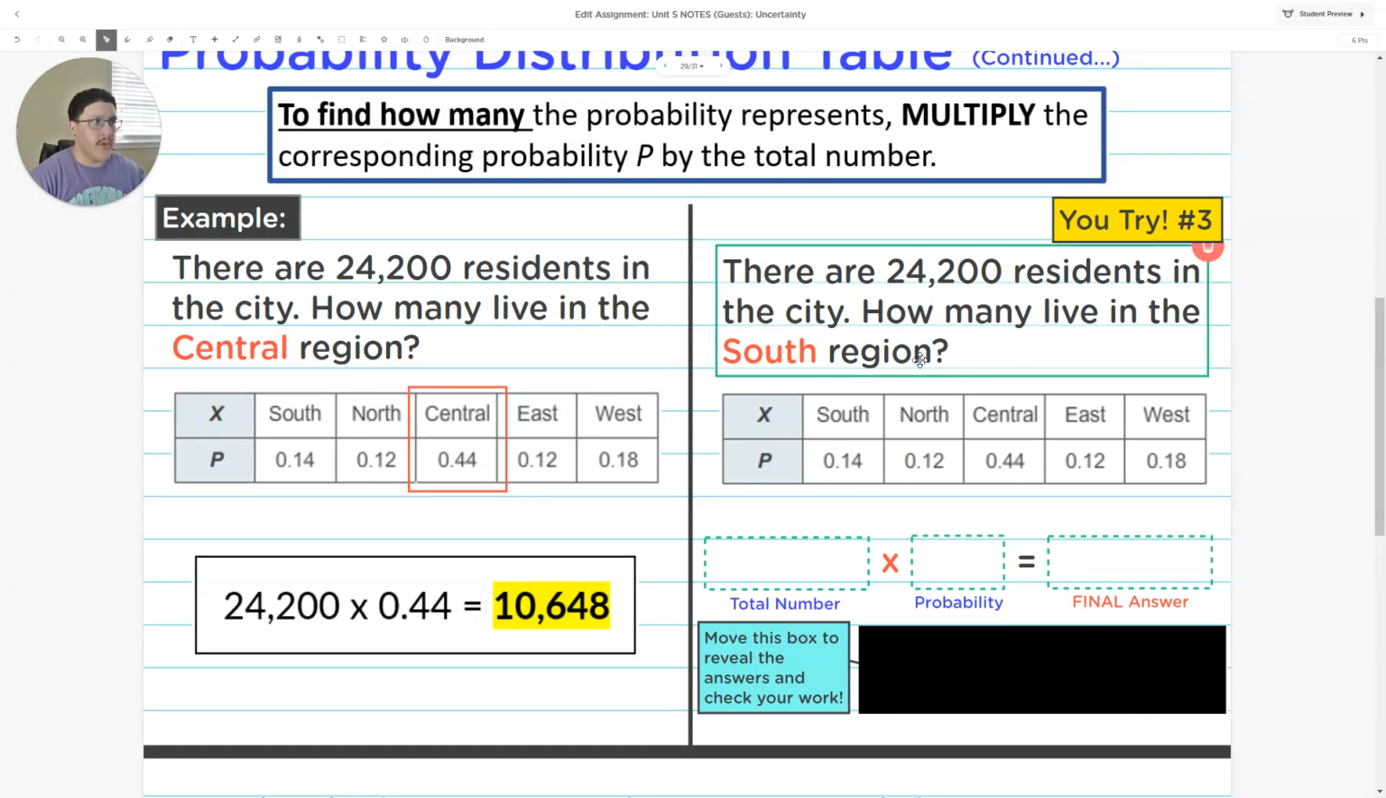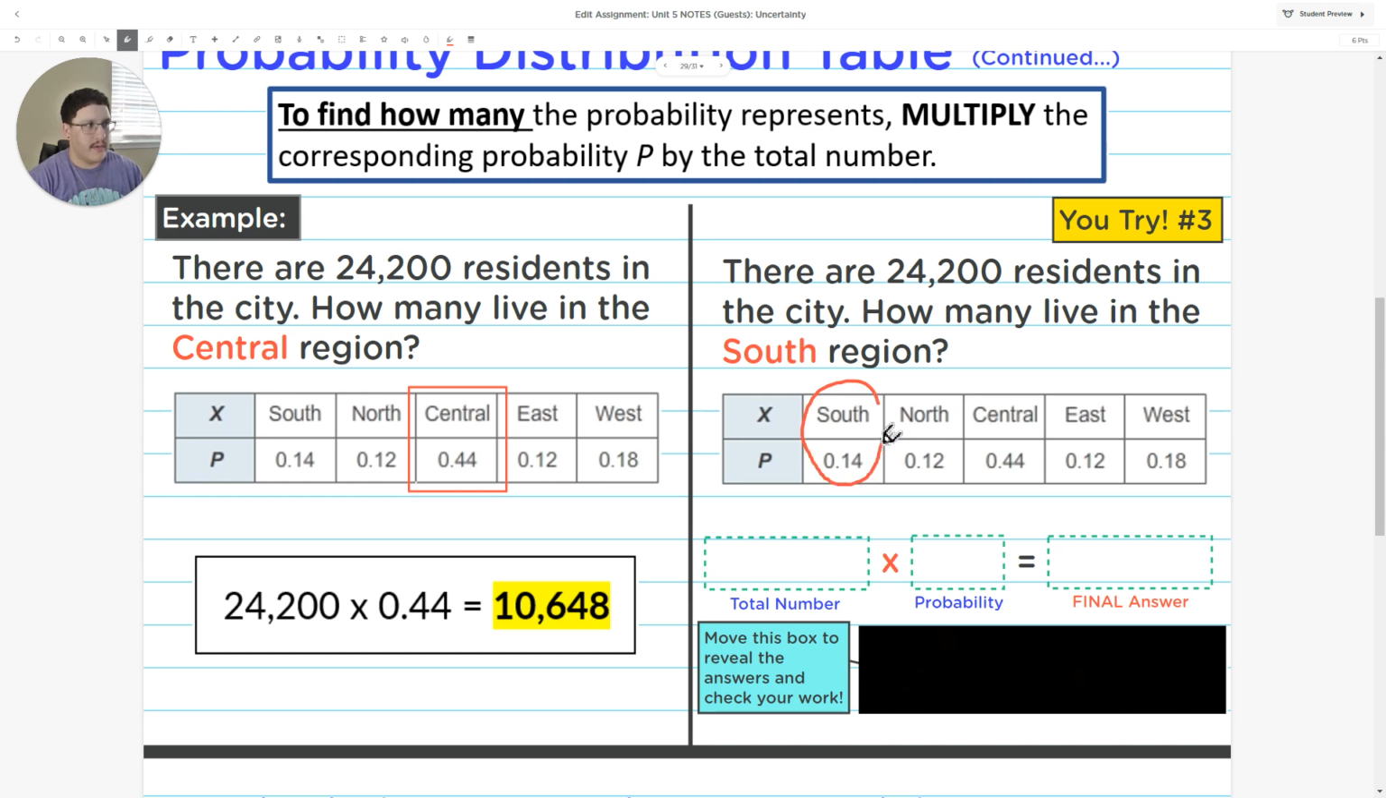Okay, you try number 3. Same type of problem, except now I want you to do this for the South. How many live in the South region? Again, get your total number, multiply by the probability for said region, and then get your final answer. Move the box to see if you're doing everything correctly, and check yourself. At this time, I would like for y'all to pause the video and try number 3 on your own. Otherwise, I'm going to continue on and show y'all how to do this.